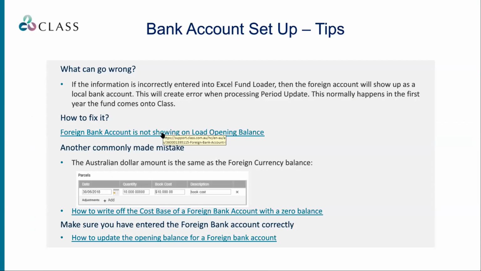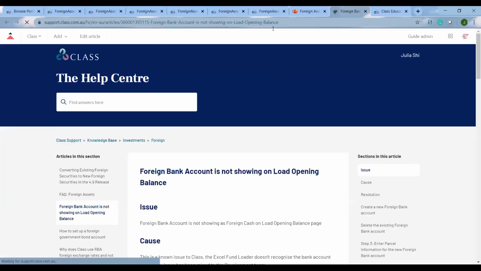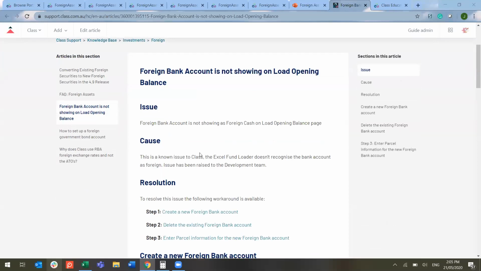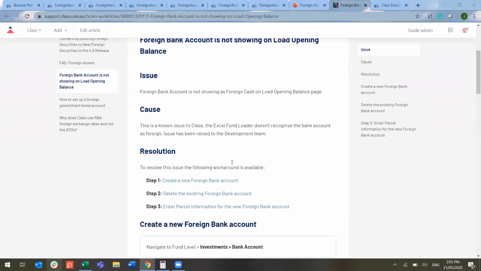We actually have quite a lot of support queries on this issue, so we wrote a knowledge-based article on this particular topic. This article only provides you a workaround. The workaround requires you to create a new foreign bank account, move all the transactions into the new foreign bank account, and then fix the foreign bank account from the load opening balance page.